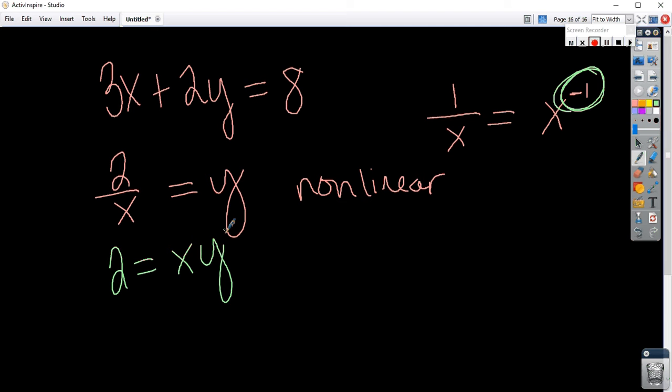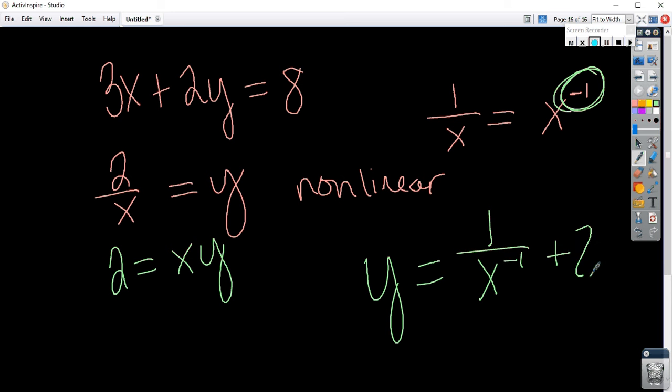You can only graph when it's solved for y. But if you want to solve it for y, you could, yes. That's a good question. So if I had y equals 1 over x to the negative 1 plus 2, is that a linear equation? Yes, it is a linear equation.